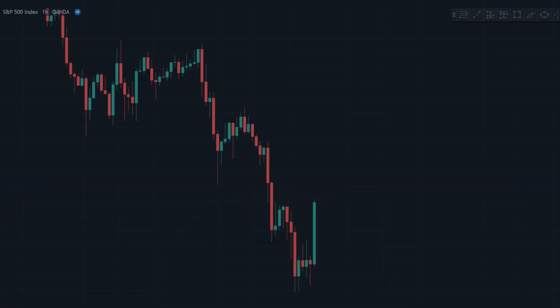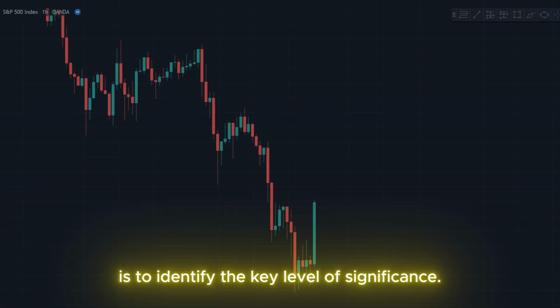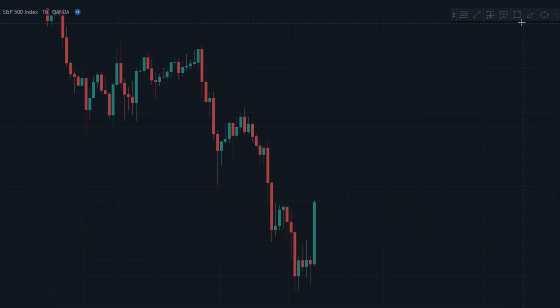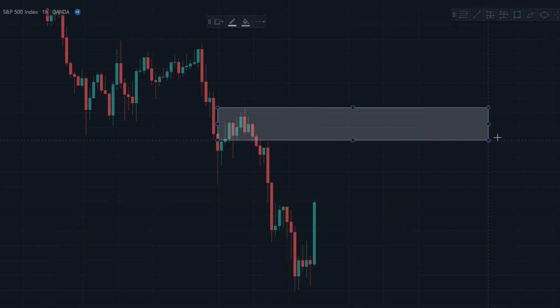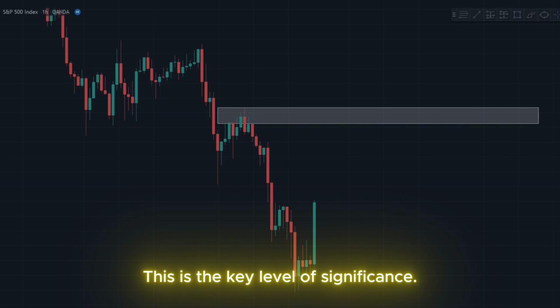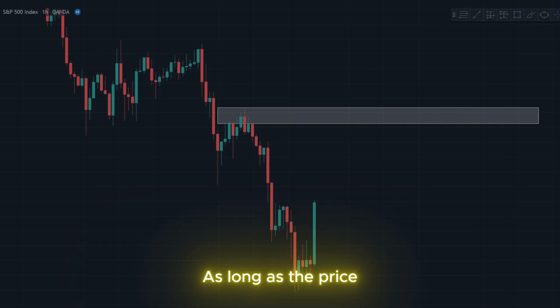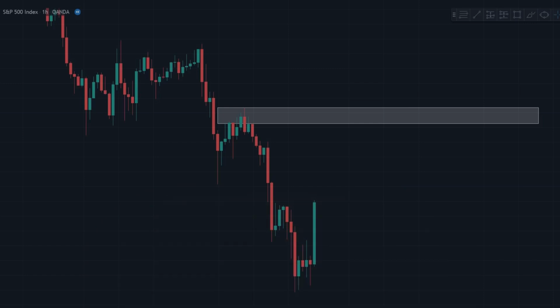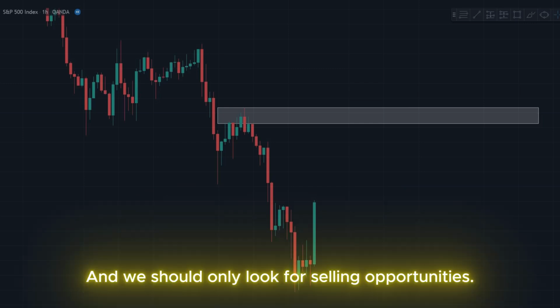In this case, the first step is to identify the key level of significance. This is the key level of significance. As long as the price remains below this key level, the trend will remain a downtrend, and we should only look for selling opportunities.